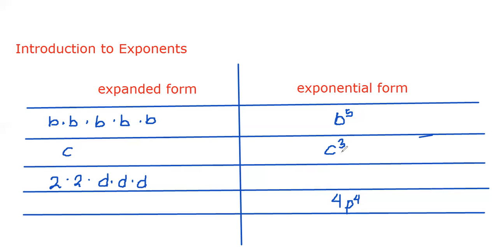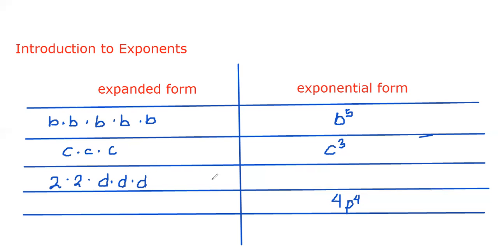Naka-raise siya sa 3rd power. So it means tatlong beses minultiply ni C yung kanyang sarili. So we're going to have C times C times C. So when we write in the expanded form C raised to the 3rd power, we have C times C times C. Okay?